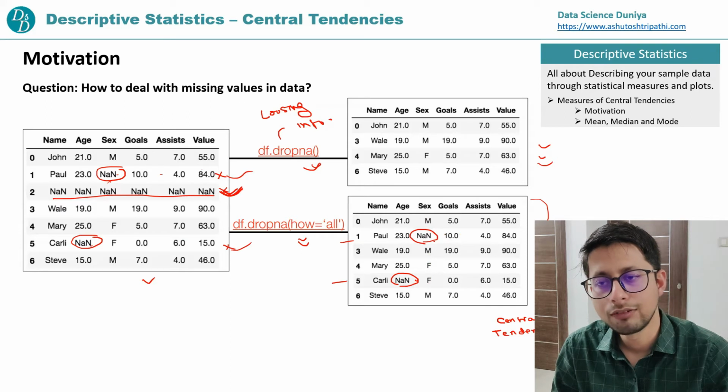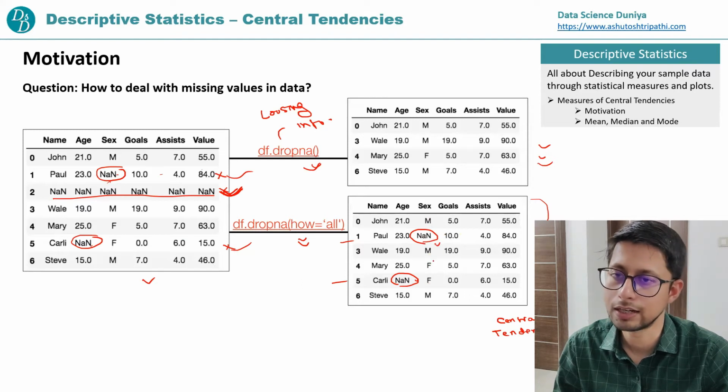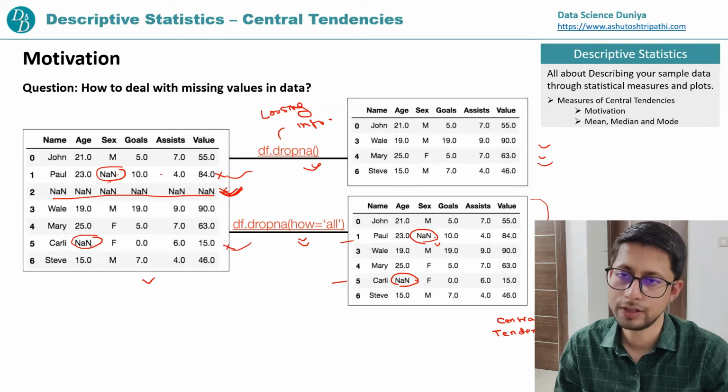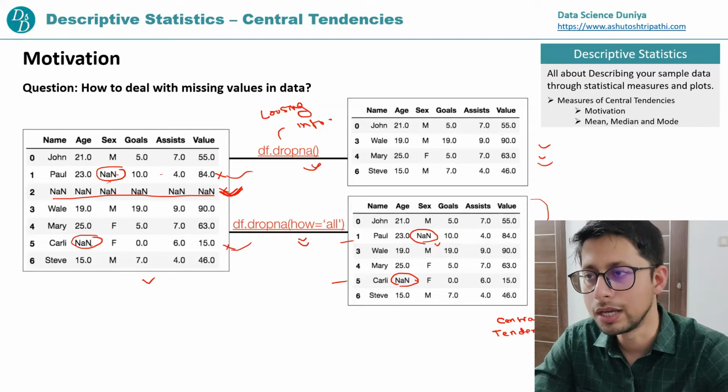Here we cannot directly use the mean, we will use the mode. The mode is nothing but the frequently occurring data item, the value which occurs the most number of times, so we'll fill that. So this is the motivation, guys, why we need these central tendencies like mean, median, and mode.